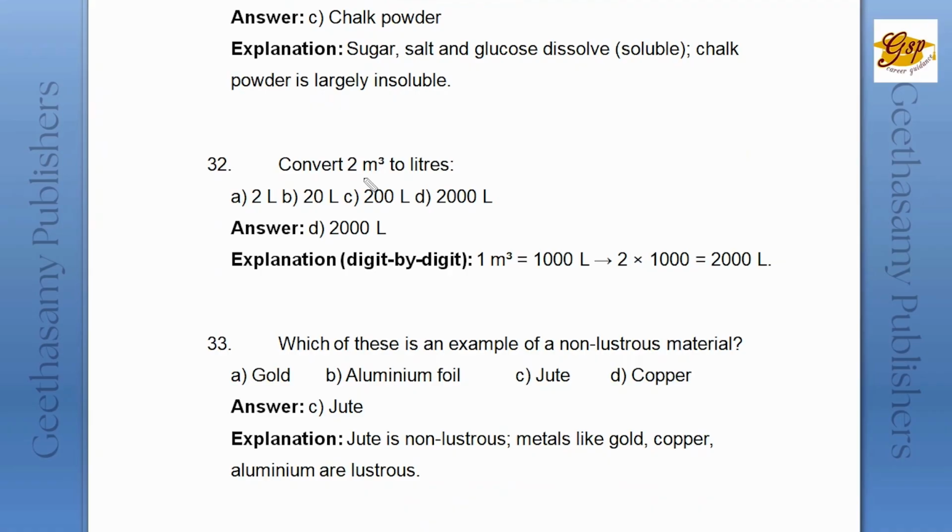Convert 2 meter cube into liters. 2 liter, 20 liter, 200 liter, 2000 liter. Of course, the answer is 2000 liter. Explanation: 1 meter cube equals 1000 liter. So 2 meter cube equals 1000 multiplied by 2. It is 2000 liter. Fine.